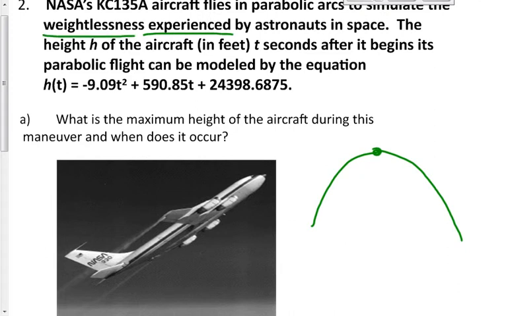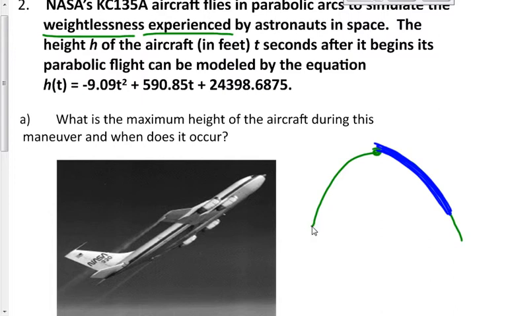So instead of actually going to space to experience it, they're just going to let them have a free fall. So during this time, when they are just falling at the speed of gravity, they are weightless. Okay, so now they can float around and all this different kind of fun stuff. So that's what's happening. And it says, letter A, what is the maximum height of the aircraft during this maneuver?